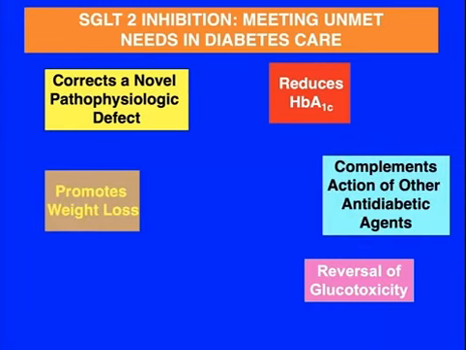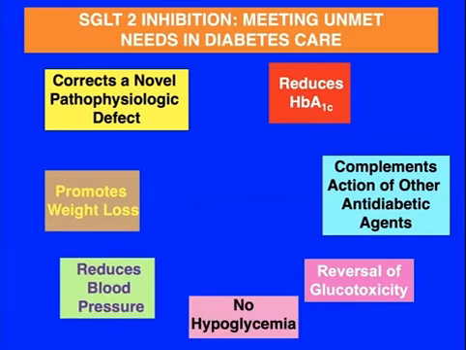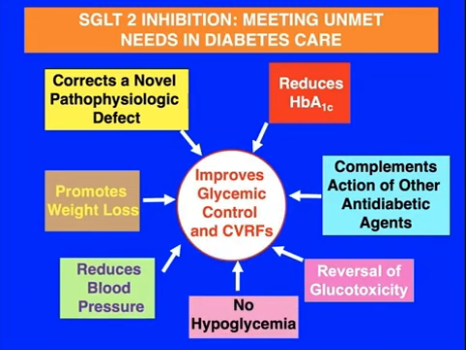Because you're losing calories in the urine, as I showed you earlier, you also can expect about a 2.5 to 3 kilogram weight loss over the first 6 months. You can combine the SGLT2 inhibitors with any of the other anti-diabetic agents. Because you block sodium reabsorption and you get a little negative sodium balance, you drop the blood pressure, no hypoglycemia. So you're going to get nice improvements in glycemic control.